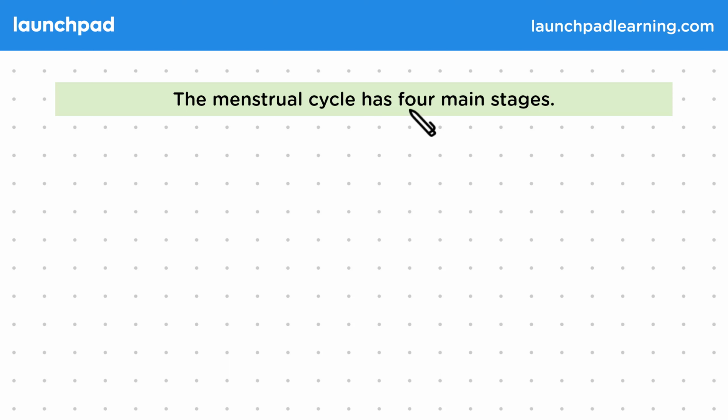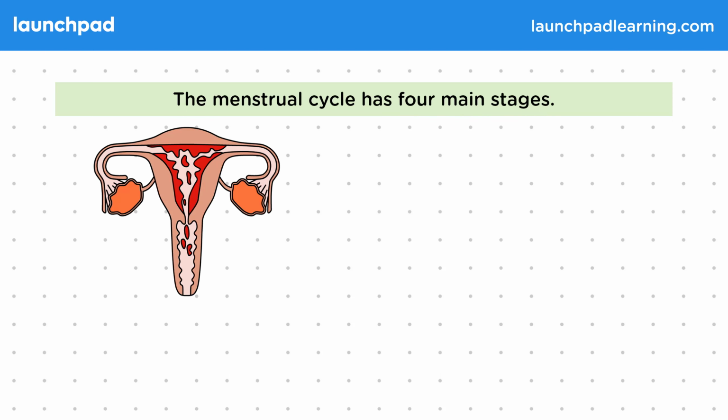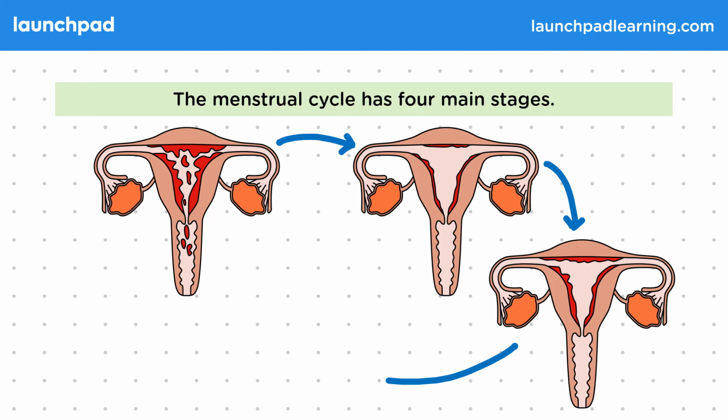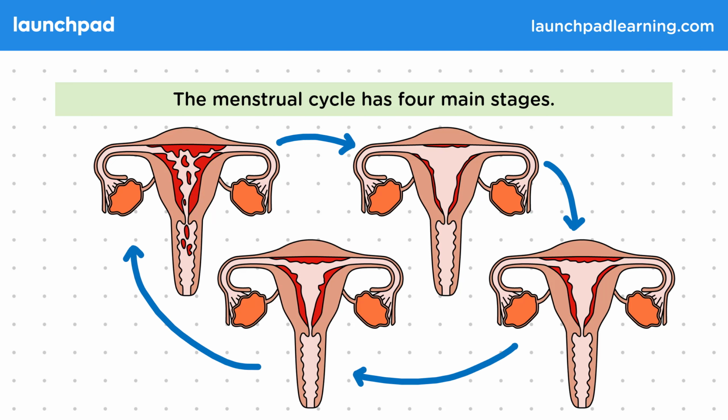The menstrual cycle has 4 main stages. As each stage progresses, the cycle goes around and eventually loops back to the beginning to start all over again. The reason that the body undergoes this menstrual cycle is to prepare the uterus in case a pregnancy occurs. So what exactly is happening at each of these stages? Let's take a look.